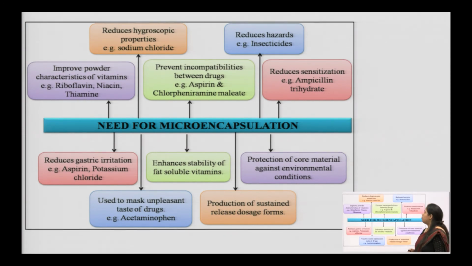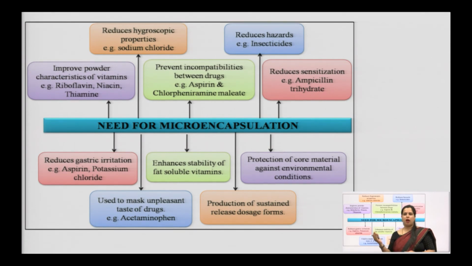Reduce hygroscopic properties like sodium chloride. Sodium chloride is hygroscopic in nature, and if moisture is present in the environment, it may liquefy. So, to prevent this hygroscopic nature, we can encapsulate sodium chloride within the polymer coating. Then reduce hazards, insecticides, from directly contacting.